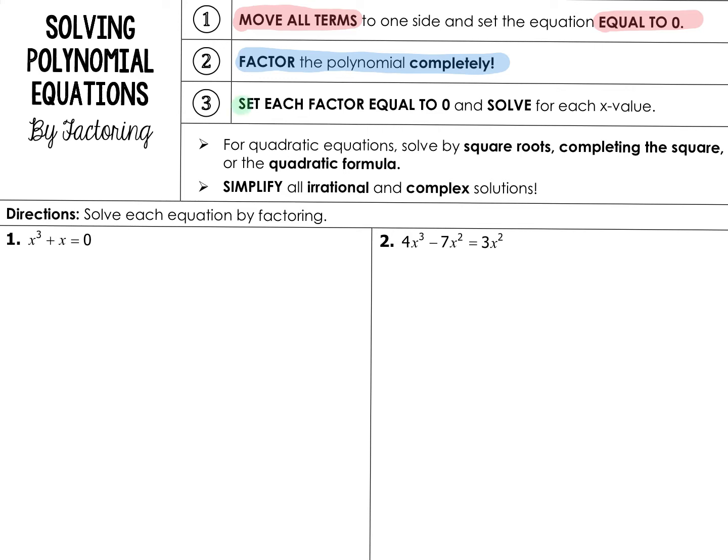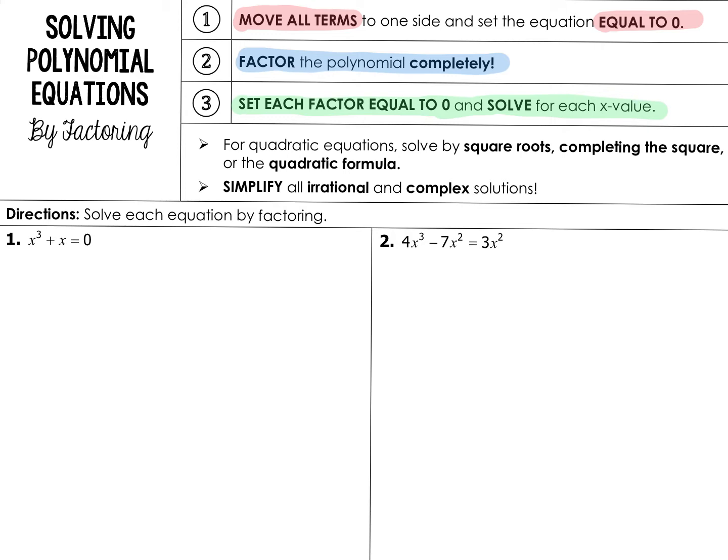After that, we have to remember that we set each factor equal to 0 and we solve. Please make sure that you solve for each x value so we know the number of roots that we have for our polynomial equation.